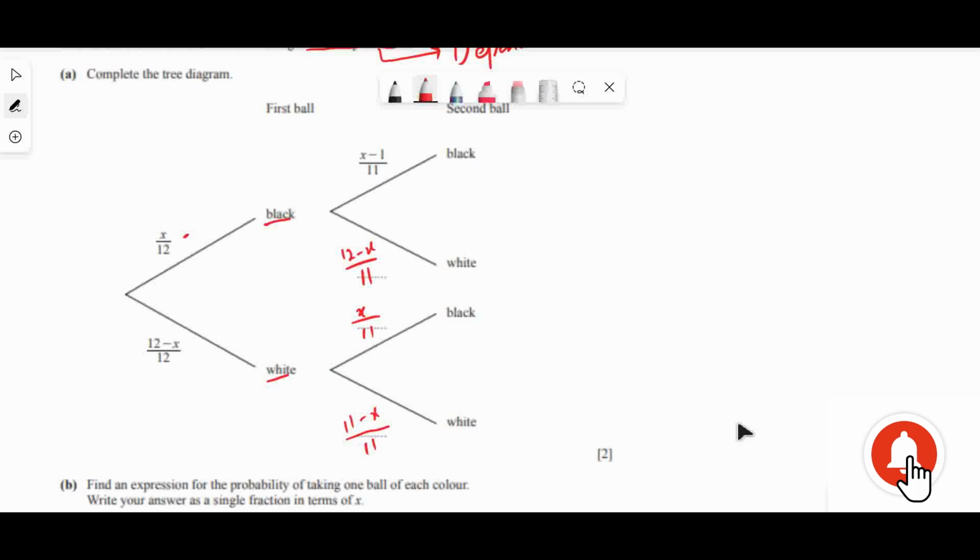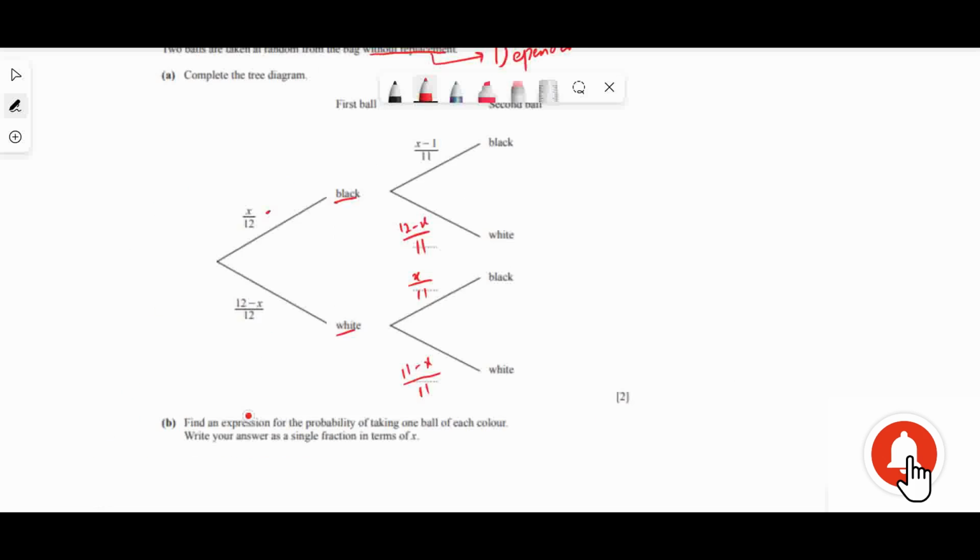Let's move to the next one. Now find an expression for the probability of taking one ball of each color. One ball of each color means this will be black black, this will be black white, this will be white black, and this will be white white. So one ball of each color means we have to add these two, black white and white black. So first of all, let's find out the probability of black white.